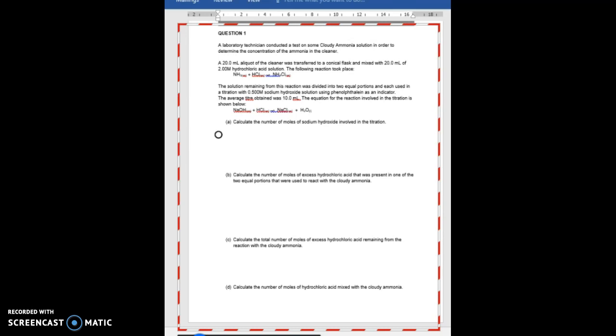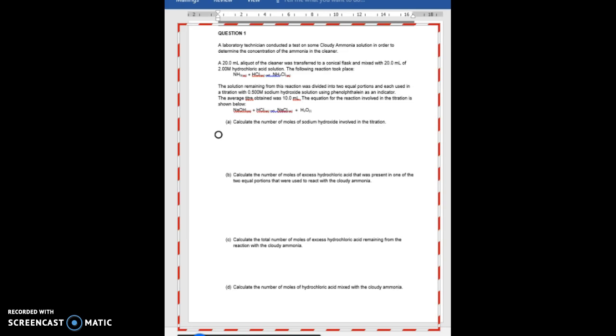So here we go. A laboratory technician conducted a test on some cloudy ammonia solution in order to determine the concentration of ammonia in the cleaner. So a 20 mL aliquot of the cleaner was transferred to a conical flask and mixed with 20 mL of 2 molar hydrochloric acid solution. So that's our known, and that needs to be in excess in this case. So the following reaction took place. So there's our first reaction there.